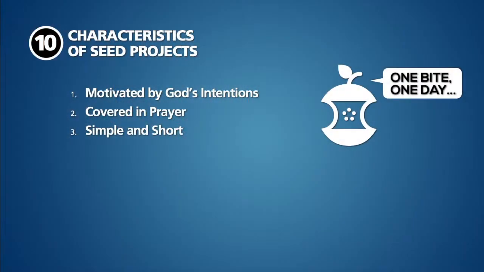The third characteristic is that it's simple and short. We don't try to eat the elephant. And sometimes in a context I say, how do you eat an elephant? And my African friends immediately know what the answer to that is. You eat it one bite at a time. Well, the same thing is true in terms of what we do as seed projects. A seed project is not going to solve the problem, but you take a bite out of the problem. And so it needs to be very simple and very short.